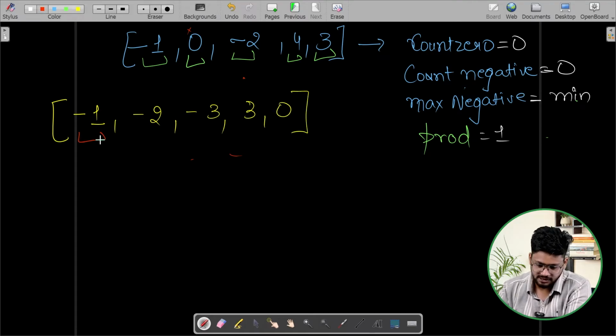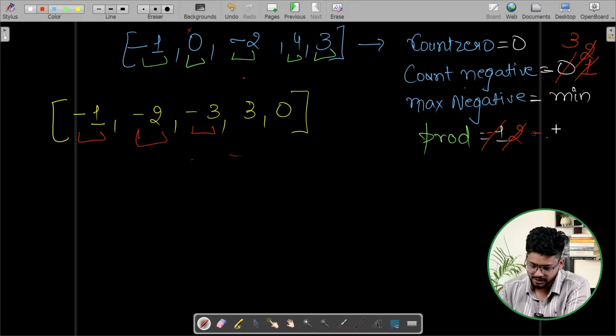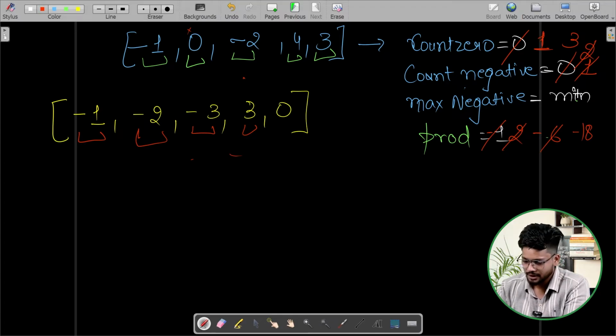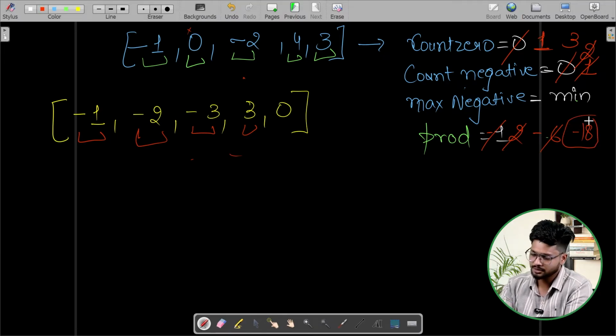Okay, let's understand it. If we have a -1, it is a negative number, so we will increase the negative count, and also we will multiply it with the product, that is going to be -1. Now we have a -2, so we will increase the count of negatives, and also multiply it with the product. Now -3, we will increase the negative count, and the answer is going to be -6 now. If it is a positive number, we don't have to do anything, we just multiply it with the product. -6 into 3 is -18. If it is a 0, then we increase the zero count. Now, is this going to be our answer? No, this is not going to be our answer, because we have an odd number of negative numbers.